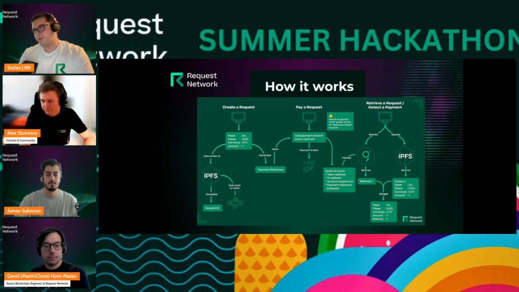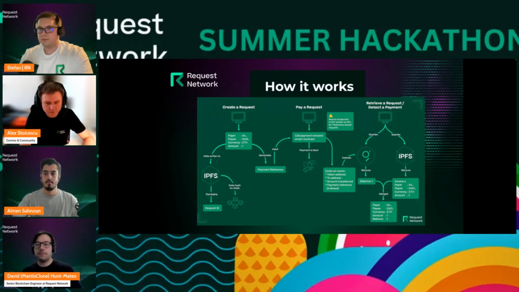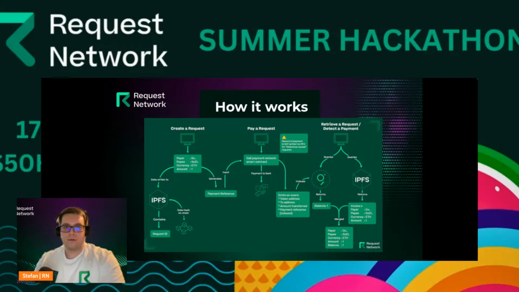When we want to retrieve or detect the payment, the network queries The Graph and IPFS using the request ID. The Graph returns details like the token address, recipient address, amount transferred, etc. IPFS returns the original invoice data, and the information from The Graph and IPFS is merged, confirming the payment and reconciling the invoice. So that's a brief on how Request Network works, but we could go more deeply into that.